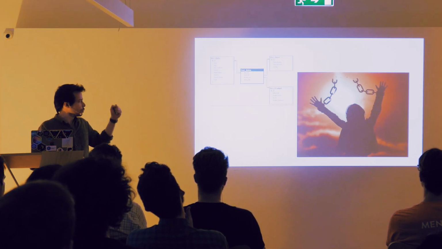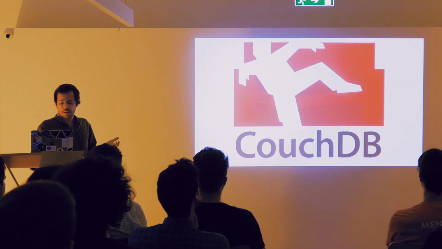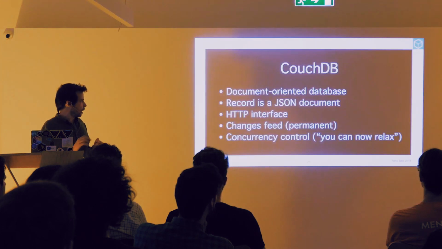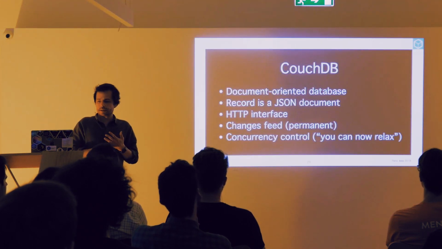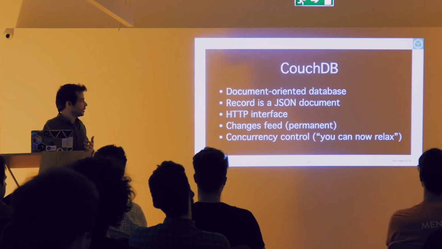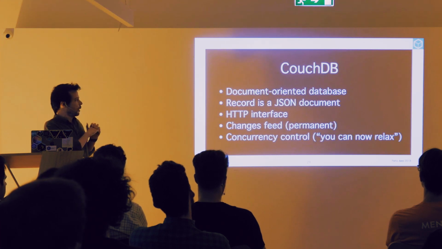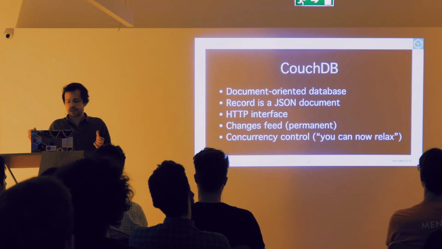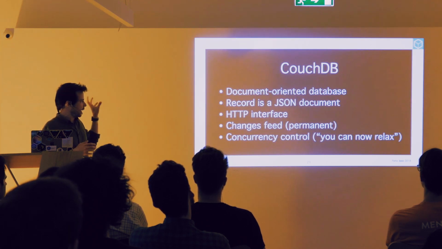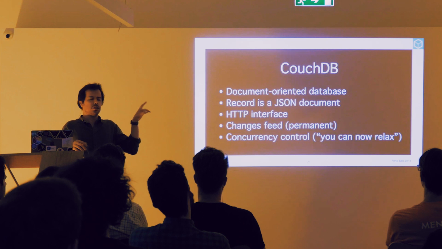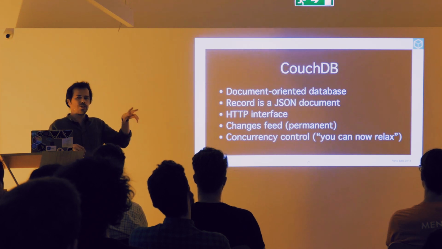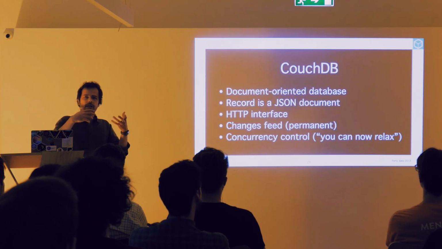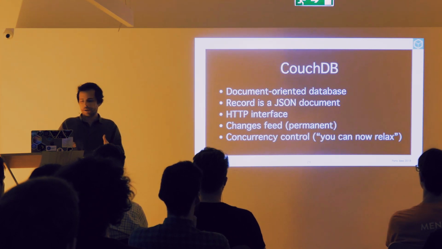And one of those products that was really important to me at the time was CouchDB. For those that don't know, CouchDB is a document-oriented database. So it's not a table-oriented database, it's document-oriented. So the record is an arbitrary JSON document that can be any JSON document. The database has an HTTP interface, like a RESTful HTTP interface, and has a permanent changes feed. So you can observe all the changes that a given database is suffering, okay?